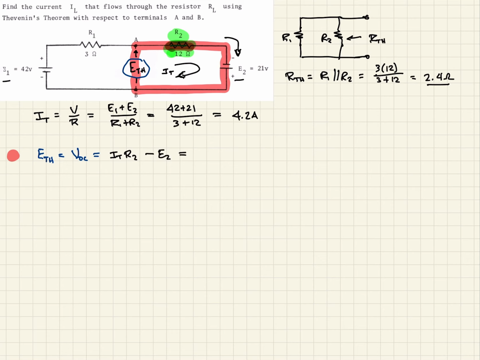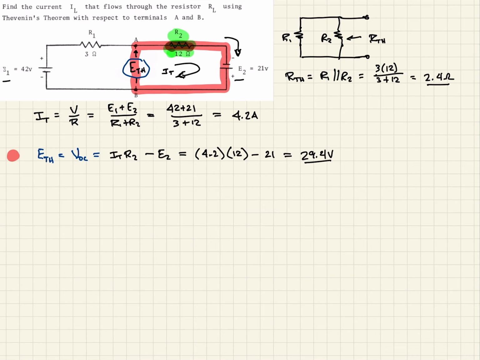And so we can plug in values for that now. And when we do, we should have 4.2 amps times R2, which is 12 ohms, and then minus 21 volts. And so when we calculate that out, we're going to have 29.4 volts. So that's our Thevenin voltage, or open circuit voltage.